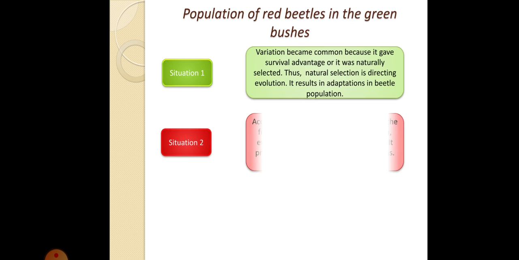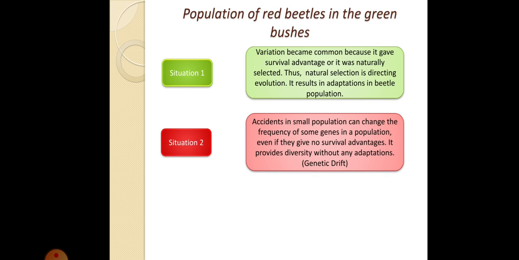In situation 2, we saw that accidents in a small population can change the frequency of some genes in a population even if they give no survival advantage. It provides diversity without adaptation. In the second situation, we learned that because of the elephant's foot, the frequency of certain genes is increased, and this increase in the frequency of certain genes did not provide any survival advantage.